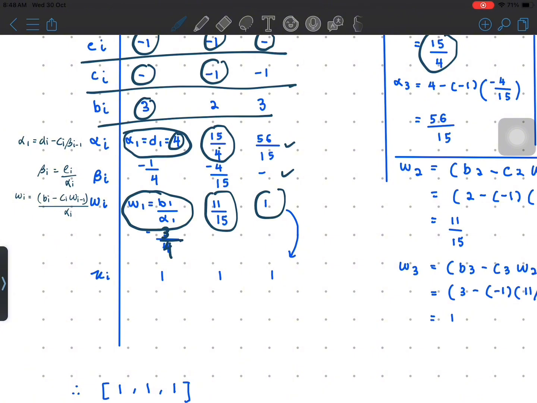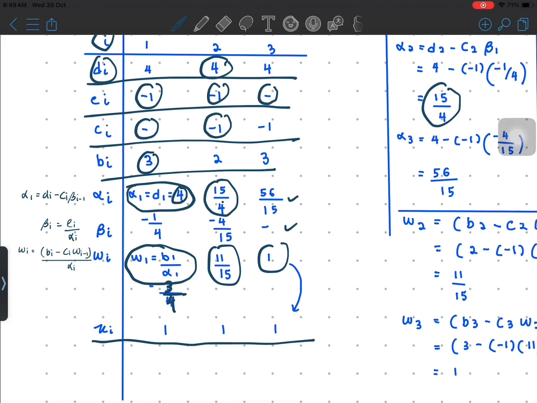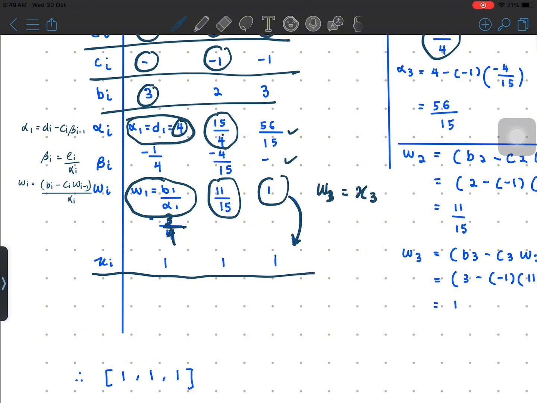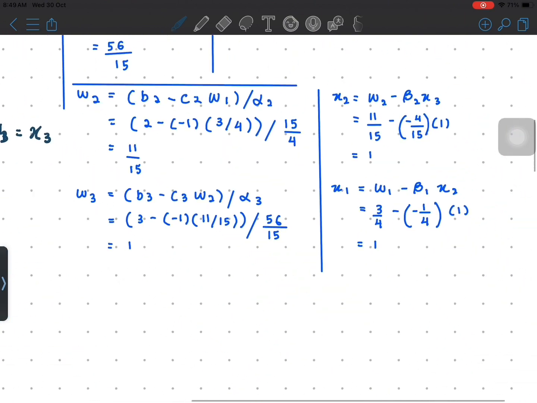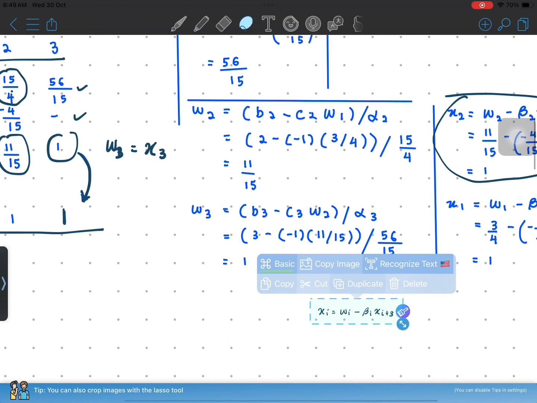After we get the values of W, we go to the last part, which is finding X. The latest iteration of W, in this case W3, will always equal x3, so we can directly put the value like this. Here is 1, and we use the backward substitution method to find the next values. For x, this is the formula: xi equals wi minus beta i times xi plus 1. So here is the formula for x.